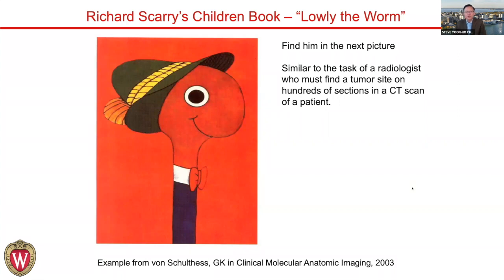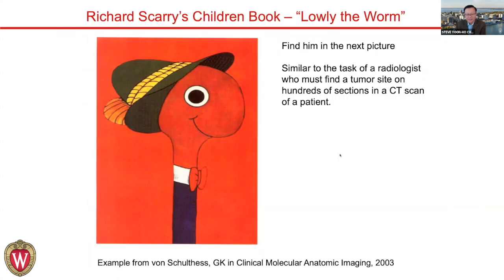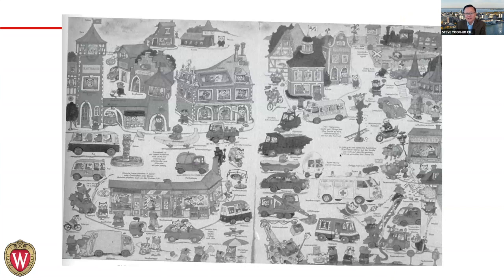So what are we doing? Similar to the task of a radiologist who has to find the tumor site with hundreds of sections on a CT scan of a patient. This is an example from a textbook by Dr. von Schulthess from Switzerland. This is a CT scan, grayscale imaging. And in this image, you're supposed to find this little worm. Can you find this little worm? I have to admit that the resolution of the image is not great, so I'm kind of setting you up to fail here.